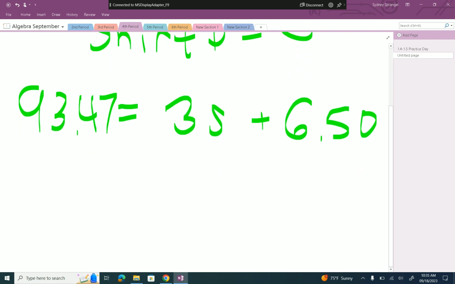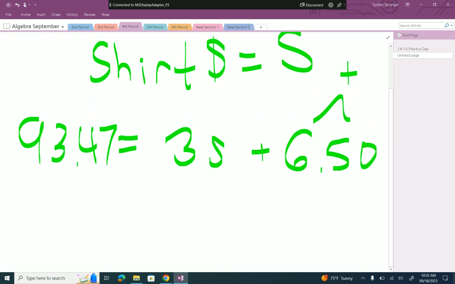What are the 2 operations? Lamaria, what are my 2 operations here with my 3 and my $6.50? What's happening with them? Give me one of them. What do I have going on? Addition, subtraction, multiplication, division? Addition. We got addition. What's the other thing we got going on? What's happening with the 3? Jerry, what's the 3 doing? Addition, subtraction, multiplication, or division? Multiplication. Perfect. So we've got multiplication and we got addition.